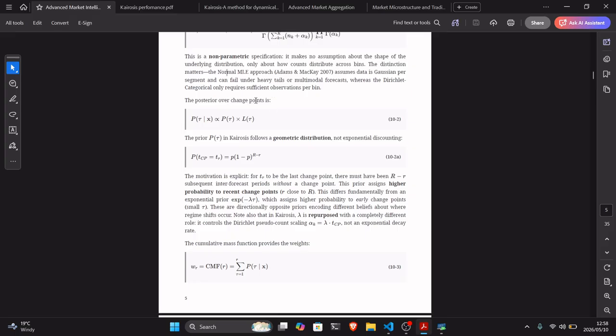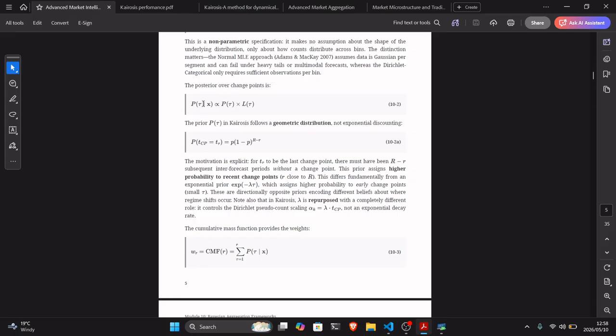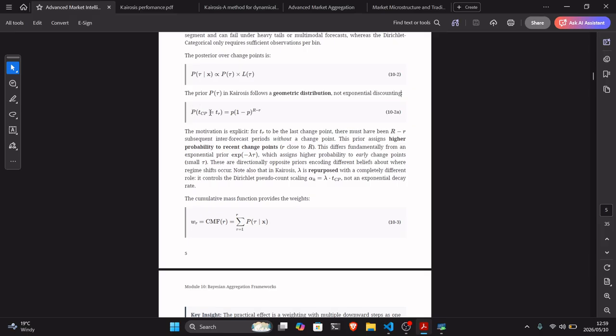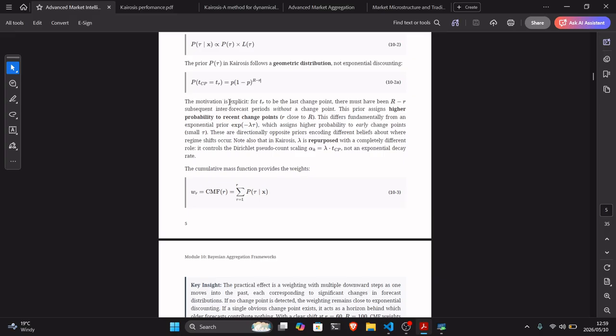The posterior over the change point, the probability of tau given x, our vector of entries, is proportional to the probability of tau times L of tau. The prior P of tau in kairosis follows a geometric distribution, not exponential discounting. The probability of a change point at t_r equals the assumed probability constant times 1 minus that probability constant raised to the r minus 1. The motivation is explicit.